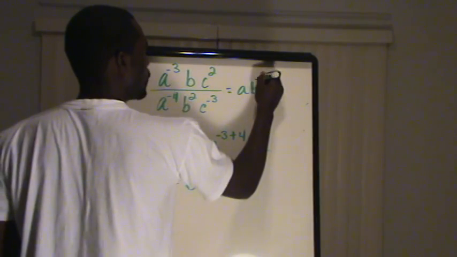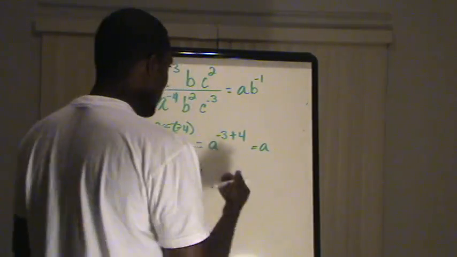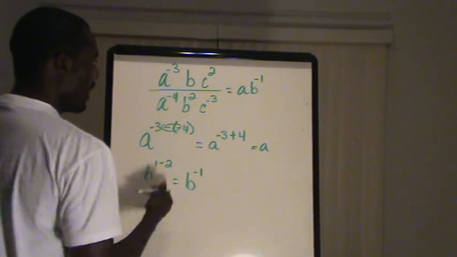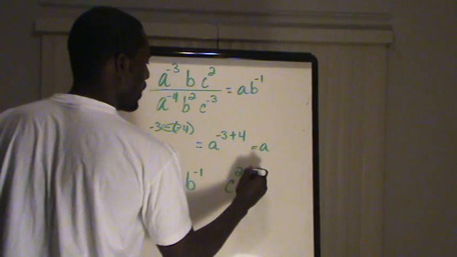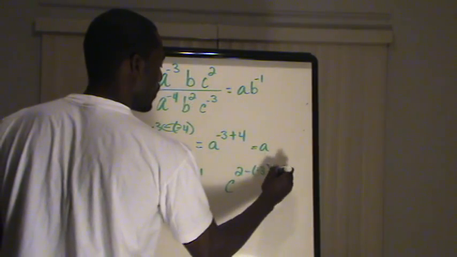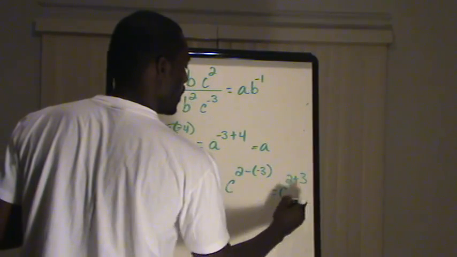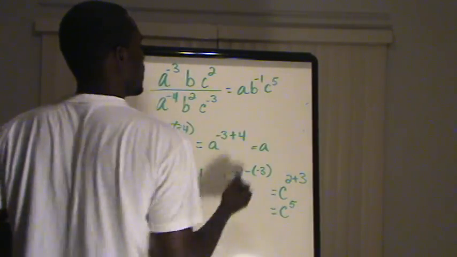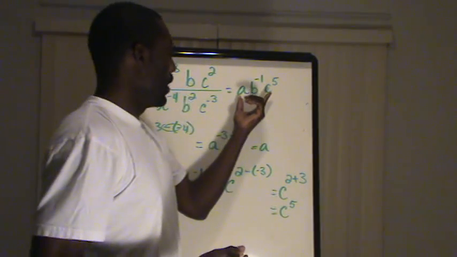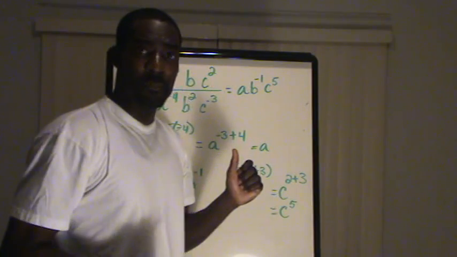We're going to write it first with our negative exponents and then come back and show you actually how to convert those to positive. And finally, we have c squared minus a negative 3, which we know is c to the 2 plus 3, which is c to the fifth power. So as we can see in our expression, all of the variables here are positive exponents except b.